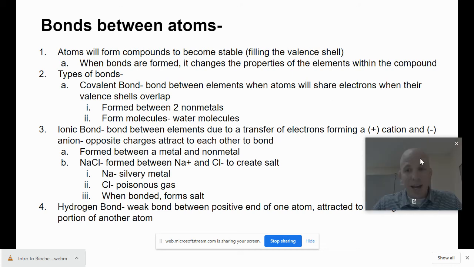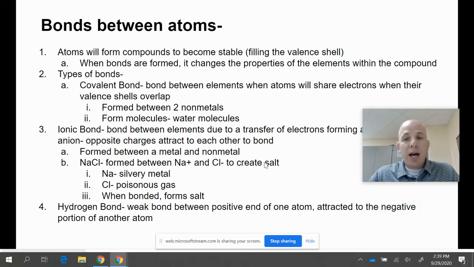Our third type is a hydrogen bond. This is a weaker bond. This is something we're going to talk more about when we get to water.